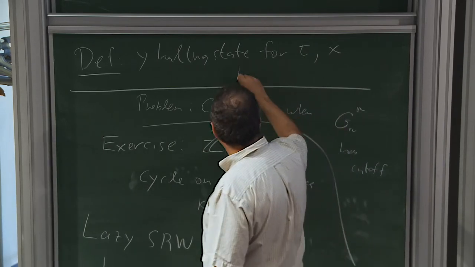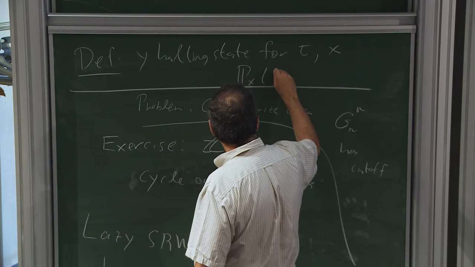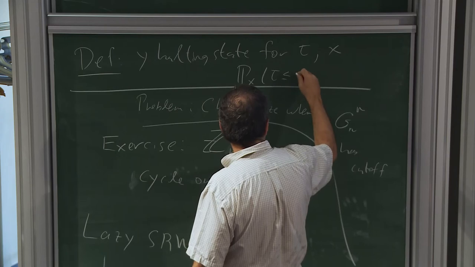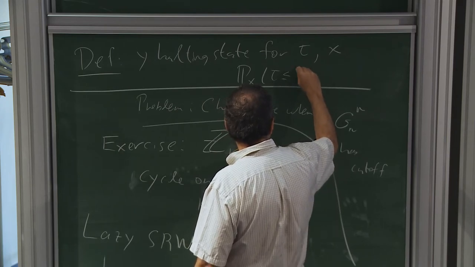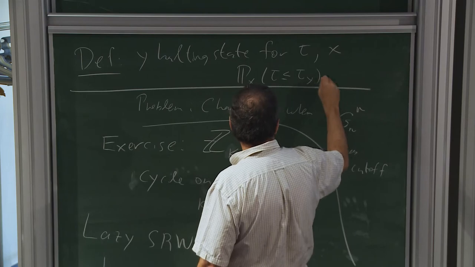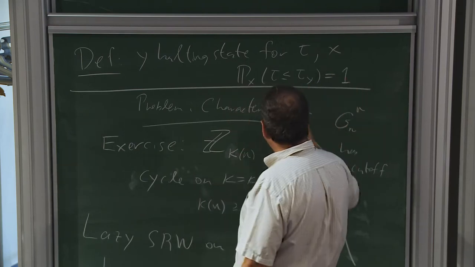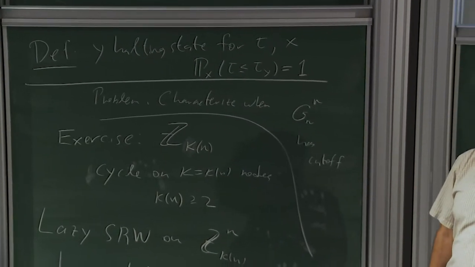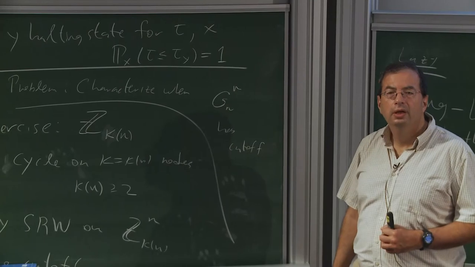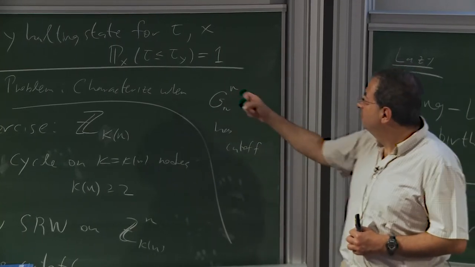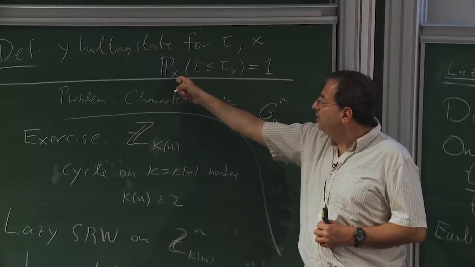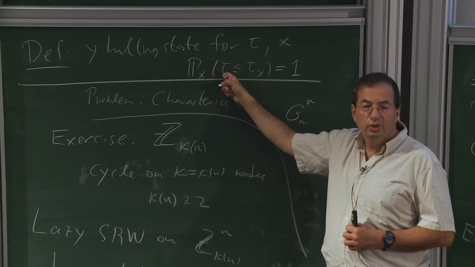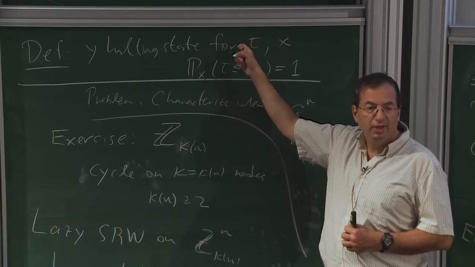So if the probability, starting from x, that tau is less than or equal to tau_y is 1. So tau_y is the first time that the chain reaches y. Okay, so tau_y is the hitting time of y. We start at x, and we want tau_y to be, with probability 1, greater or equal than tau. That's the definition of a halting state for tau and x.